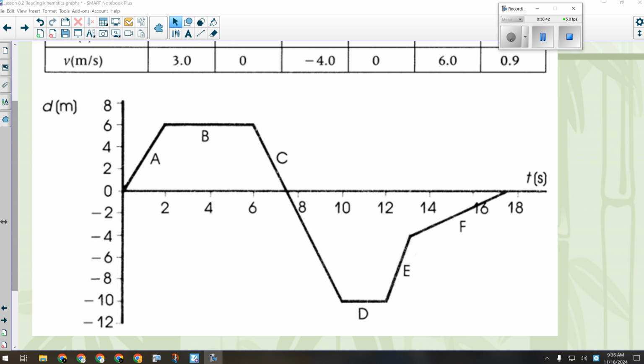So, same kind of questions I would ask you on a quiz or a test about a graph like this. What is the object doing in part A?